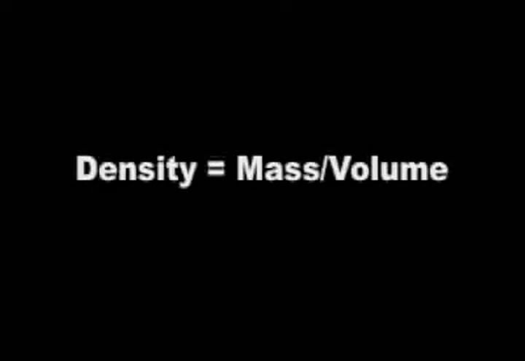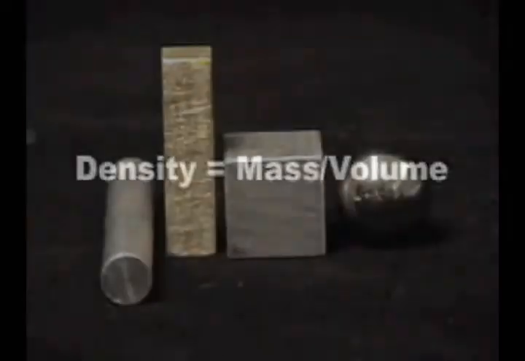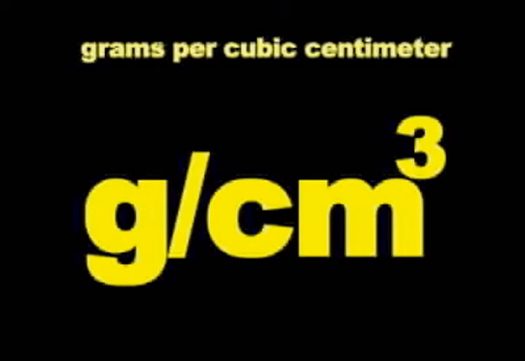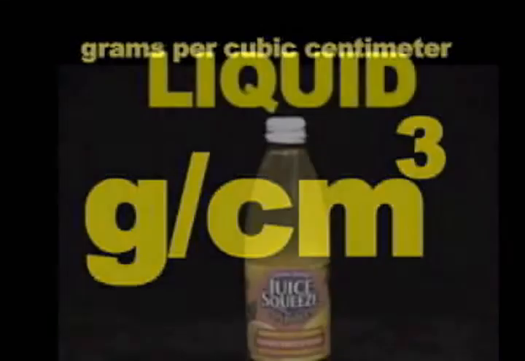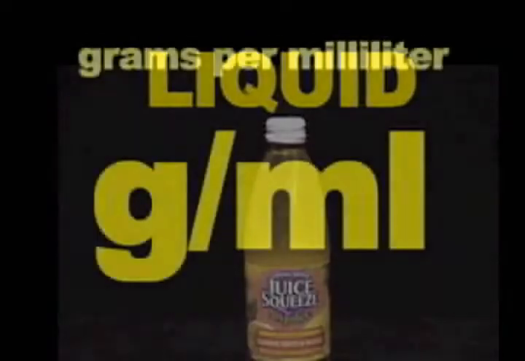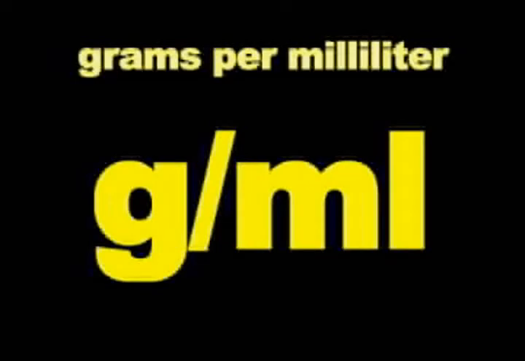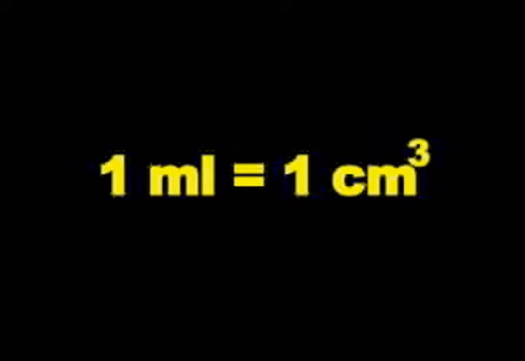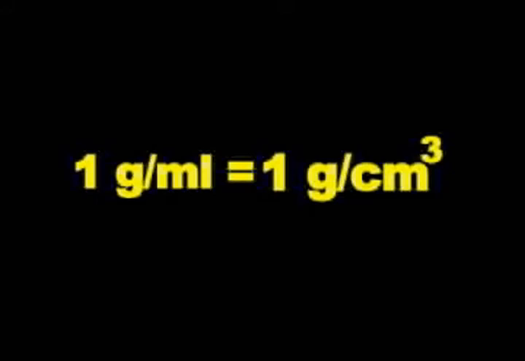A substance's density is its mass per unit volume. Traditionally, the density values of solids are expressed in grams per cubic centimeter, and the density values of liquids are measured in grams per milliliter. You should know that 1 milliliter is the same volume as 1 cubic centimeter. These two units are interchangeable. So, 1 gram per milliliter and 1 gram per cubic centimeter are the same density.